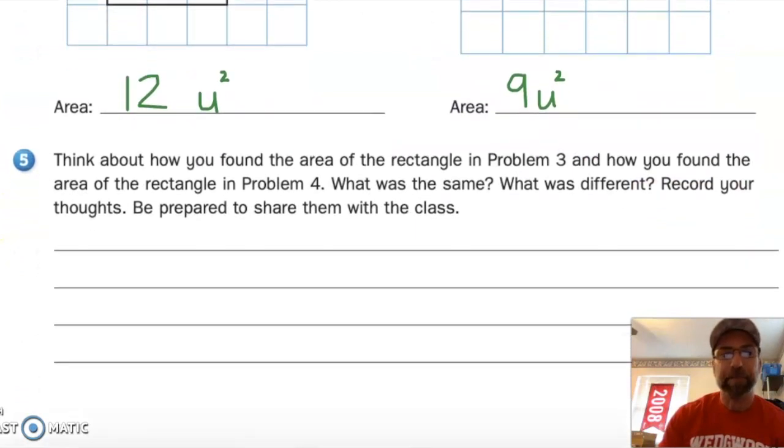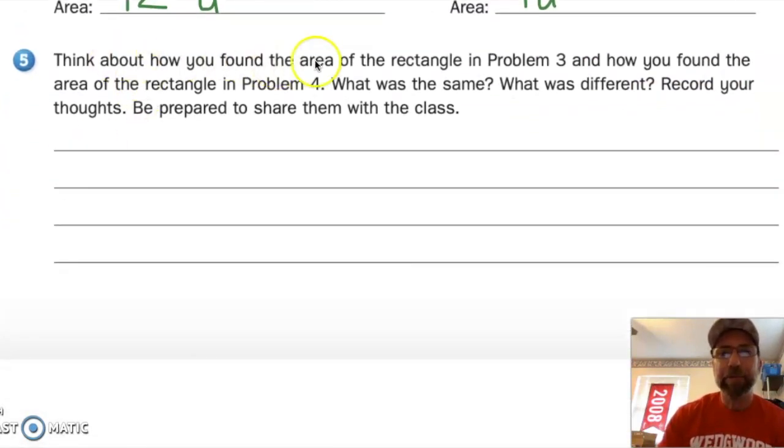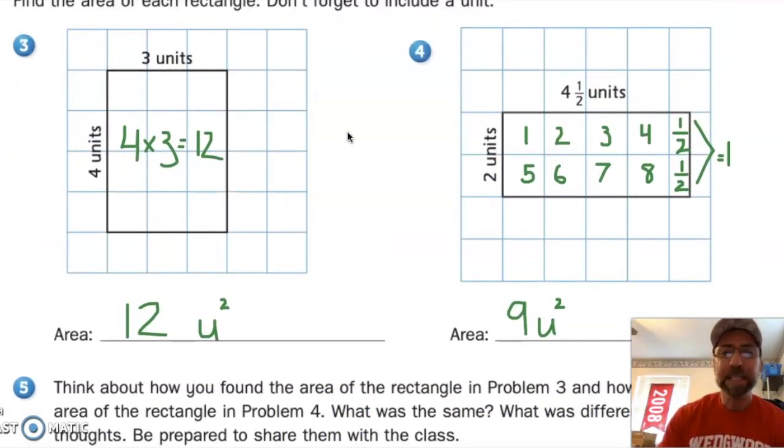Let's take a look at number 5. Think about how you found the area of the rectangle in problem 3 and how you found the area of the rectangle in problem 4. What was the same and what was different? Record your thoughts. So let's compare 3 and 4. How did we find the area for both? What was the same and what was different? Go ahead and complete number 5 and write down some of your thoughts. Hit that pause button as you finish it.